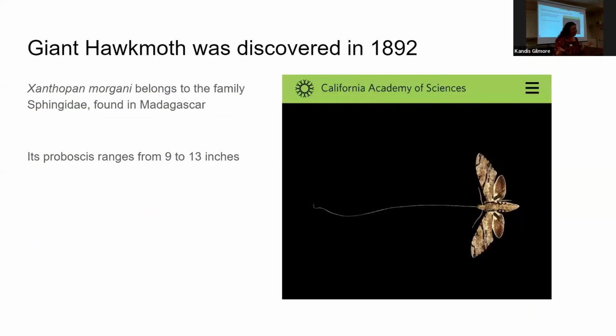And after he died, what they call the giant hawk moth was discovered in Madagascar in 1892. It was named Xanthopan morgani. It belongs to the hawk moth family, or sphinx moth, Sphingidae. And its proboscis ranges from 9 to 13 inches. It's really long. And a group from the California Academy of Sciences went into Madagascar in the 90s and they collected one. And so they have one there that's on display.